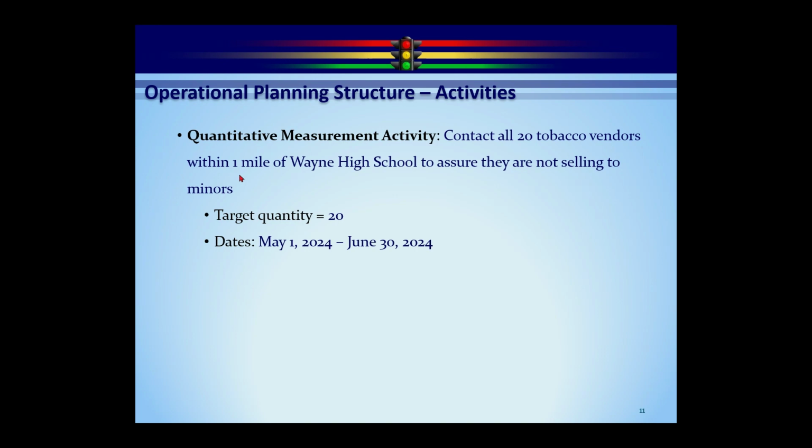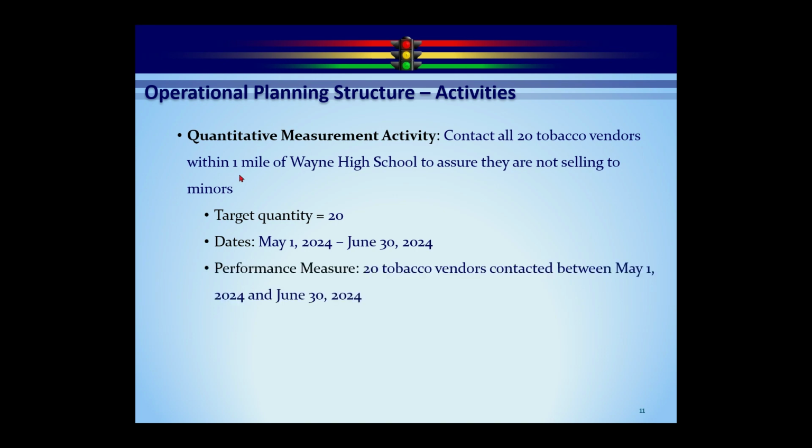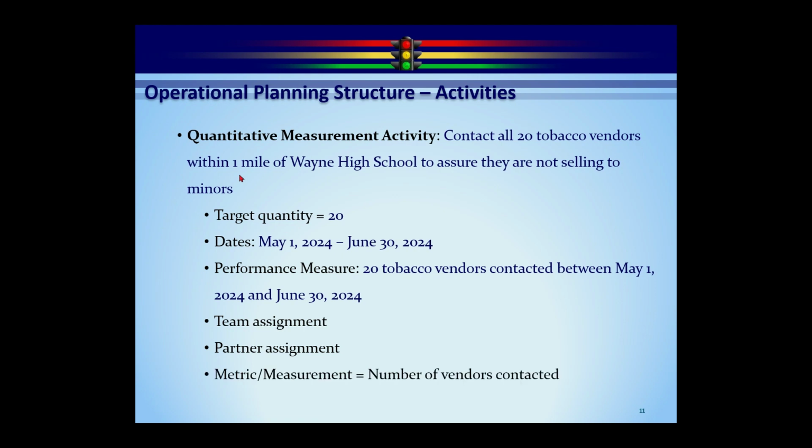We're going to have beginning and ending dates, just like the project-based activity. Our performance measure in this case will be created. So we're going to say, we're completed with this activity once we've contacted 20 tobacco vendors between May 1 and June 30th of 2024. And then again, team and partner assignments. And our measurement, as you can imagine, will be how many tobacco vendors did we contact. So those are the three types of activities and examples of the three activities we'll be using here.